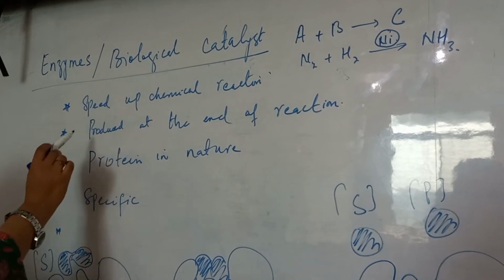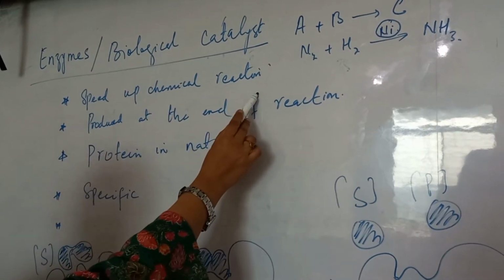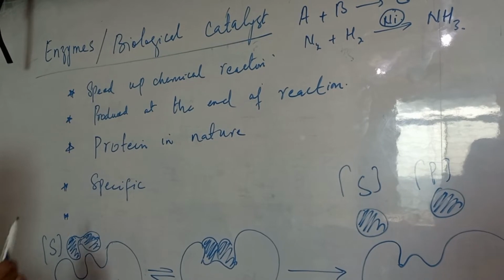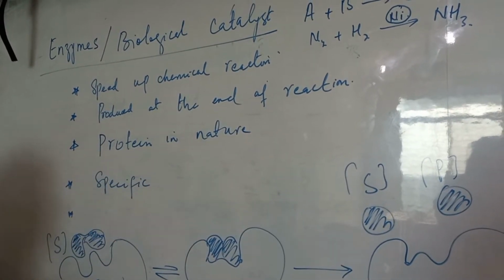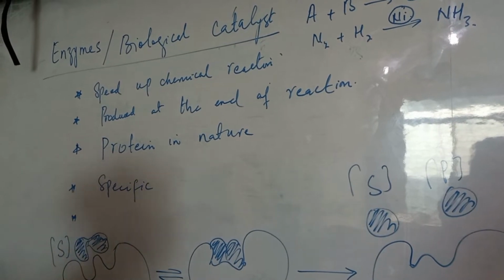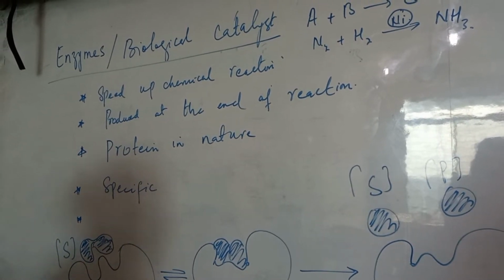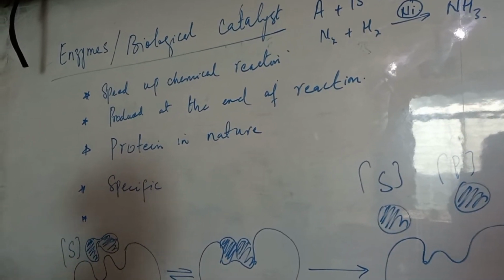Number one, the enzyme speeds up a chemical reaction. Number two, it is not utilized in the chemical reaction. It means the enzyme is reproduced at the end of the chemical reaction. It just speeds up, but it is not utilized in the chemical reaction.